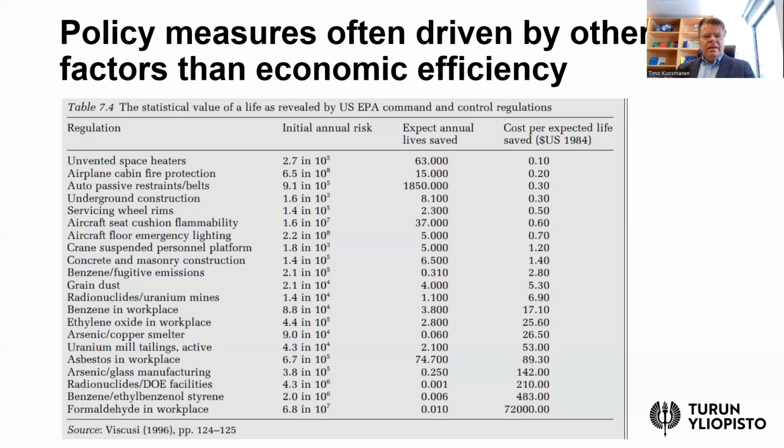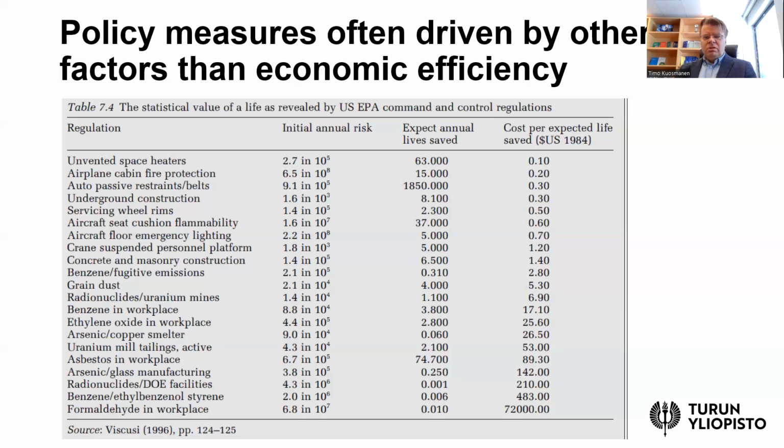So I don't go into the detail. I don't think I necessarily understand all of these different types of regulations so well. But you can see some examples, for example, the third one from the top is the auto passive restraint of belts. So I assume this is like seat belts in cars, and there it has a huge number of expected lives saved, and the cost is relatively minimal. So, of course, it makes sense to make a regulation that people should wear seat belts when driving by car or as a passenger.